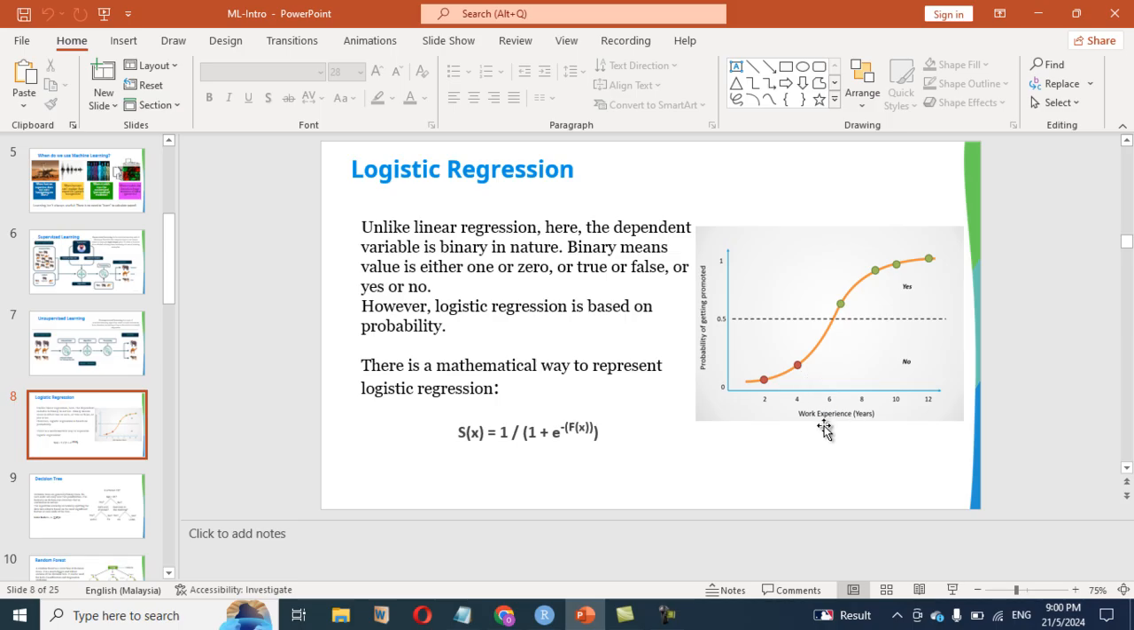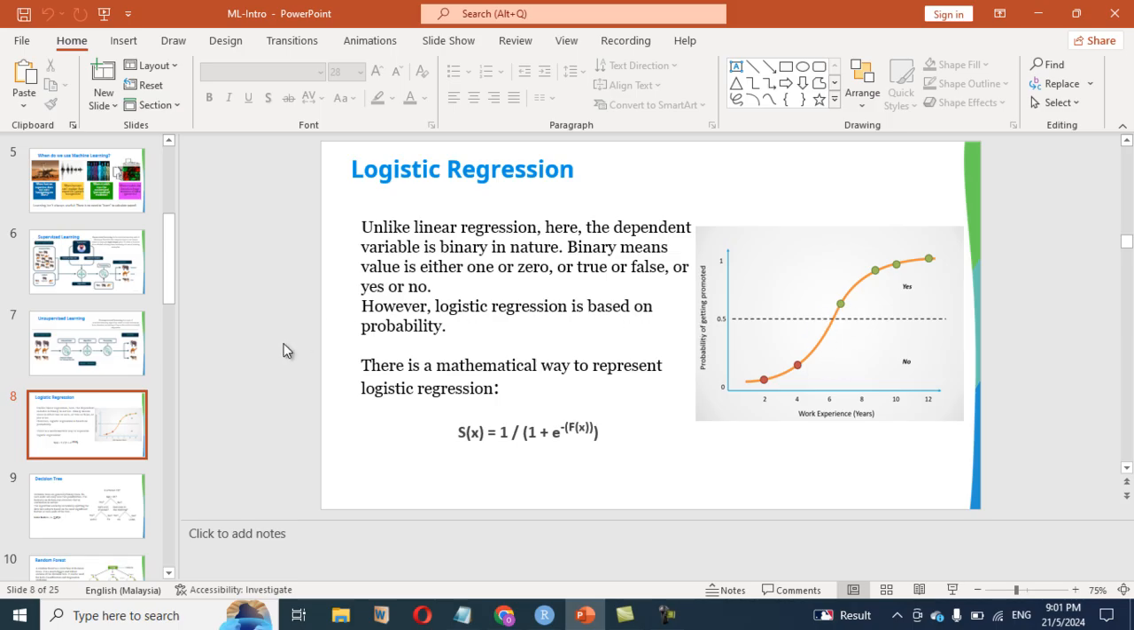All right, so let's say we have work experience in years, and we have a probability of a staff being promoted. The probability of being promoted is dependent on the work experience of the staff. So the higher the work experience, probably the higher the probability of being promoted. So this is the core of how it goes. The outcome will be yes or no. Any value from 0.5 downward means it is no, and any value from 0.5 upward means yes. So that is how logistic regression operates.